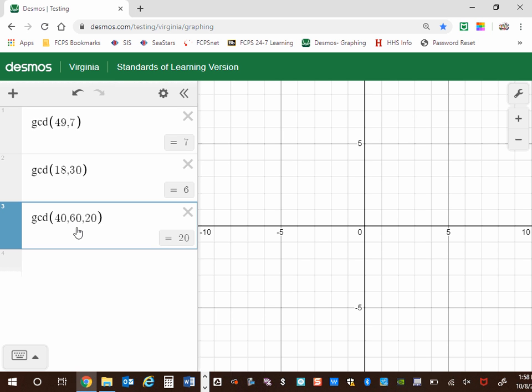Okay, if you try to do the GCF in your calculator by 3 numbers, it does not work the same way. I can show you how to do it, but it's not the same way. It's not as easy as in Desmos. In Desmos, you can just type in GCD of 40, 60, 20, and it should tell you 20.